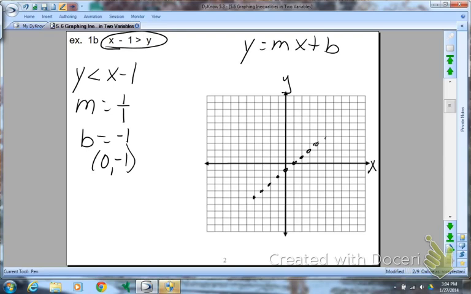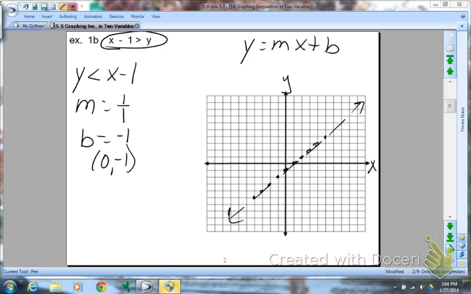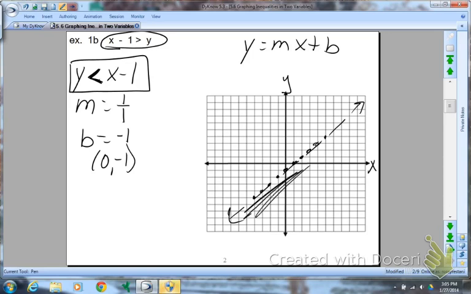The more points you put, the better your graph is going to be. Is this going to be a solid or a dotted line? Dotted. Now go back up here to the equation. It is a less than symbol. Less than means I shade below. What is below? Below.